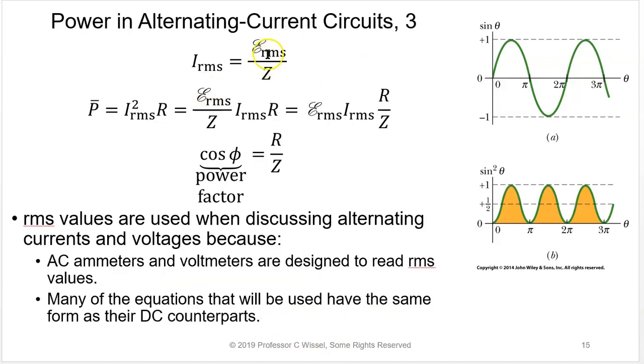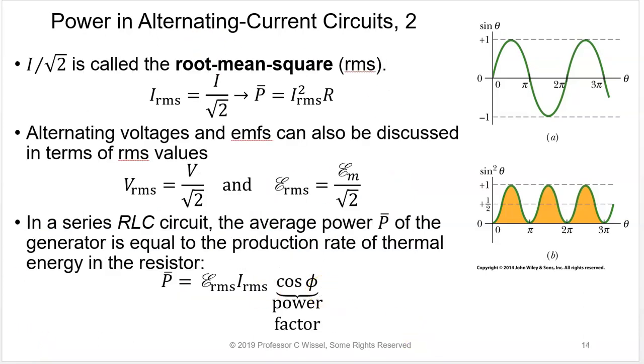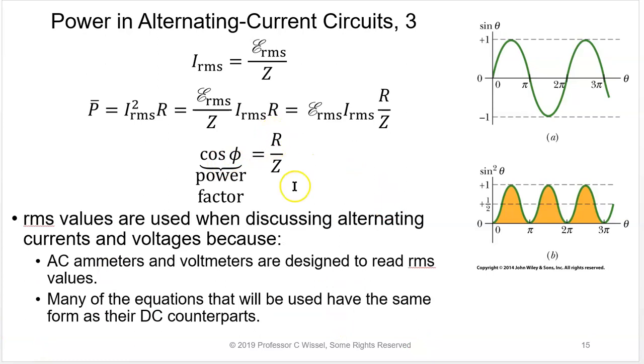The only difference here is this term. So IRMS equals ERMS over Z. We want to make this look like I equals V over R. And we introduced Z before. So Z is sort of going to stand in for R. That's the impedance. So power equals IRMS squared times R, or ERMS over Z times IRMS times R. That equals ERMS times IRMS times R over Z. It's hard to say really fast. The cosine of phi is a power factor. And what is this? If we compare that with the stuff on the previous page, we find out that the power factor is R over Z.